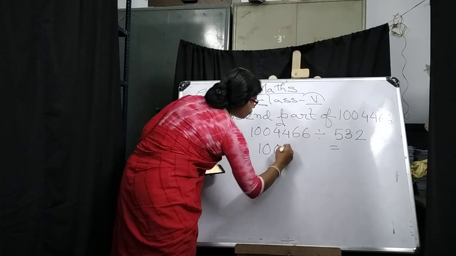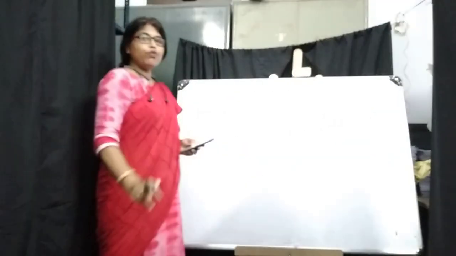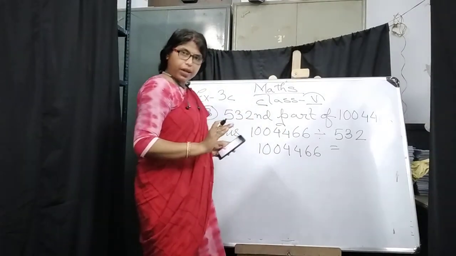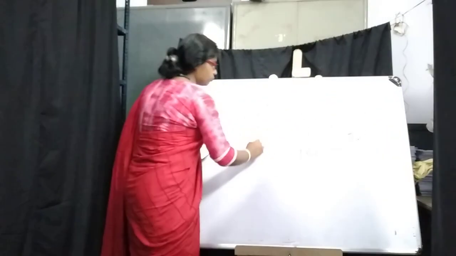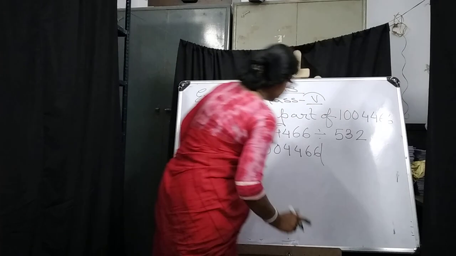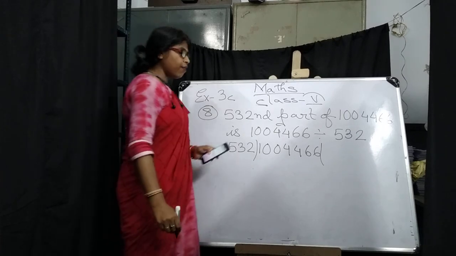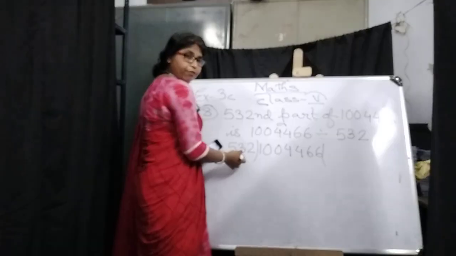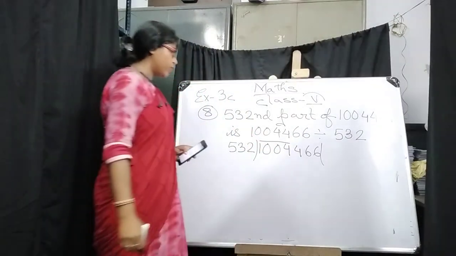1004416. Now, my dear children, when you do this in your exercise copy, write these digits separately, okay? Keep a space between each digit so that while dividing your sum should not be wrong. 532. So, how many digits do we have to take? 3 digits we can't take because 100 is less than 532. So, we have to take 4 digits first.